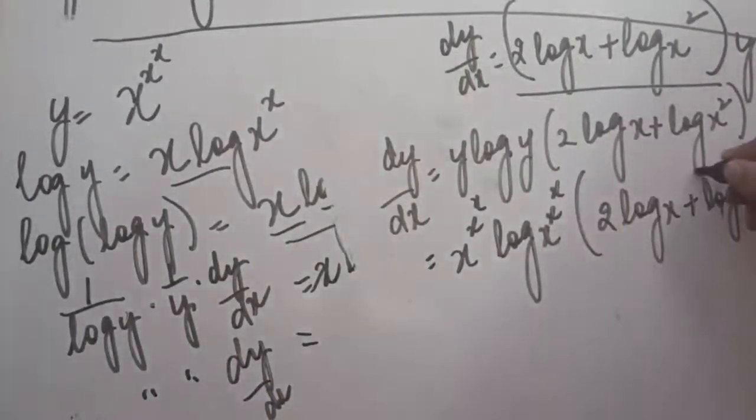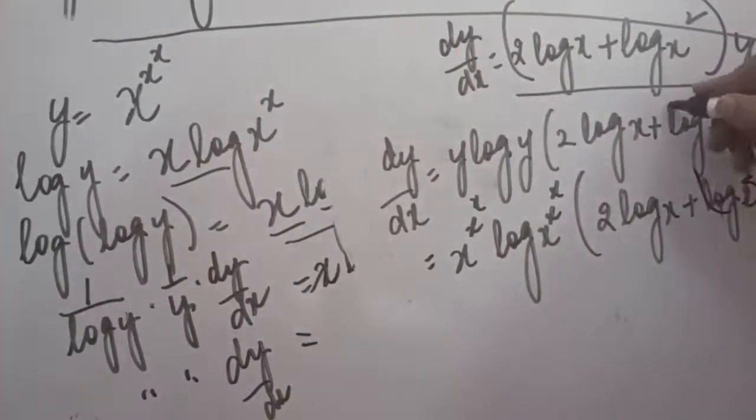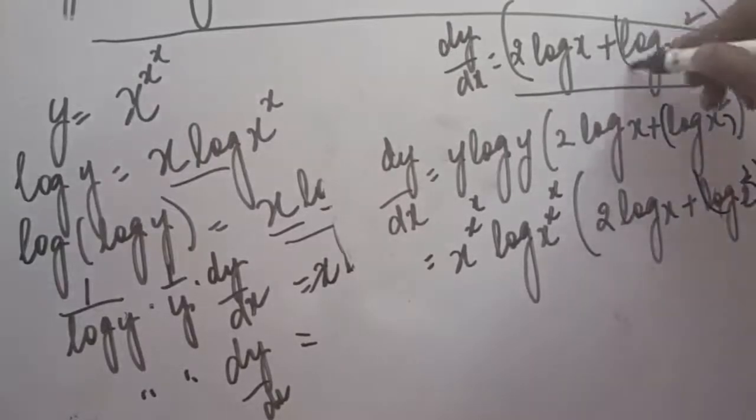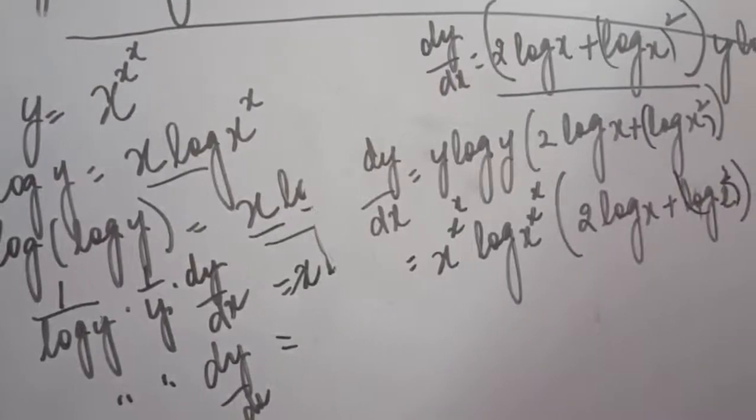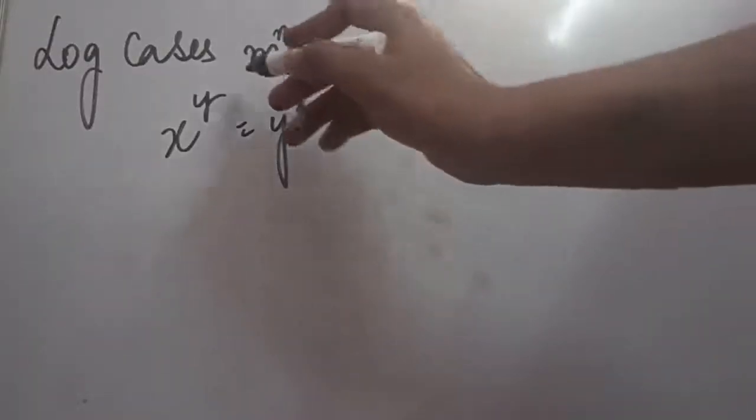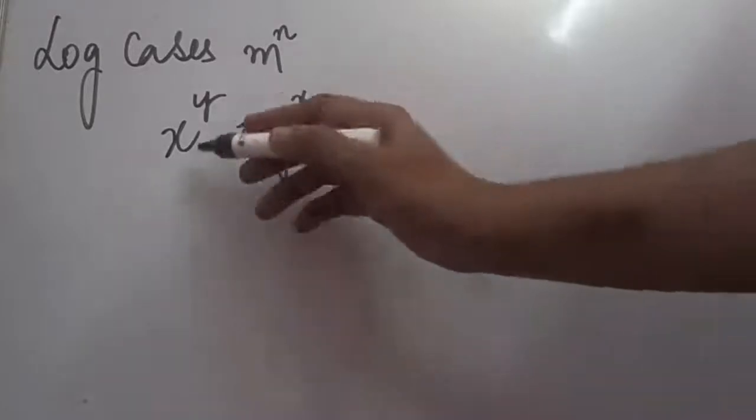So here you can write whole square because it is the square with x as well and log x as well. Everywhere it is square. This is another question which can be solved with the help of log principle. So here x raised to power y is equals to y raised to power x. Here we will directly start with taking log on both the sides.